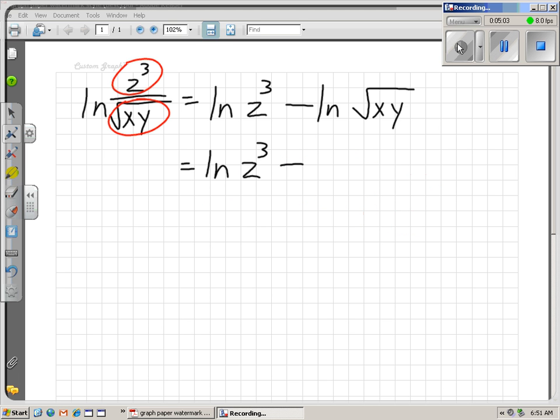All right, next I see a product here. I see an x times a y. I'm going to split those into two logarithms. So I'm going to rewrite it as natural log x, natural log y. Now that square root's still on there. We'll take care of that in a minute.